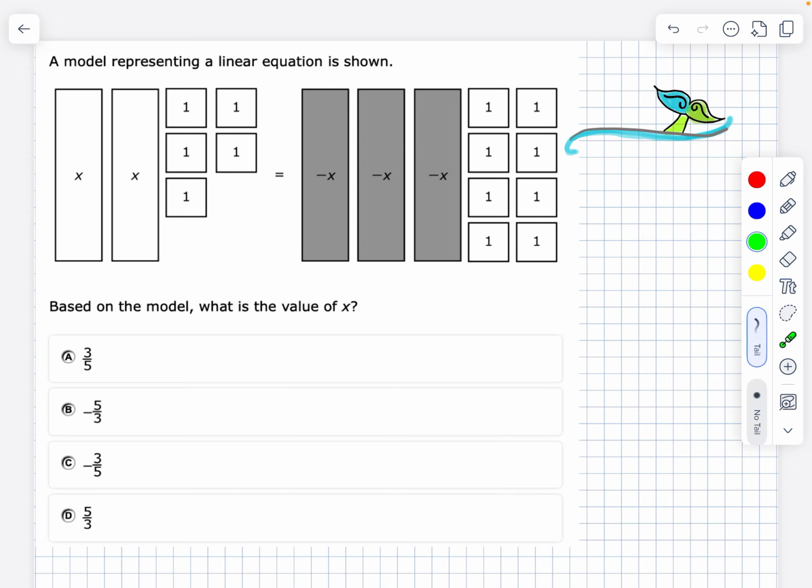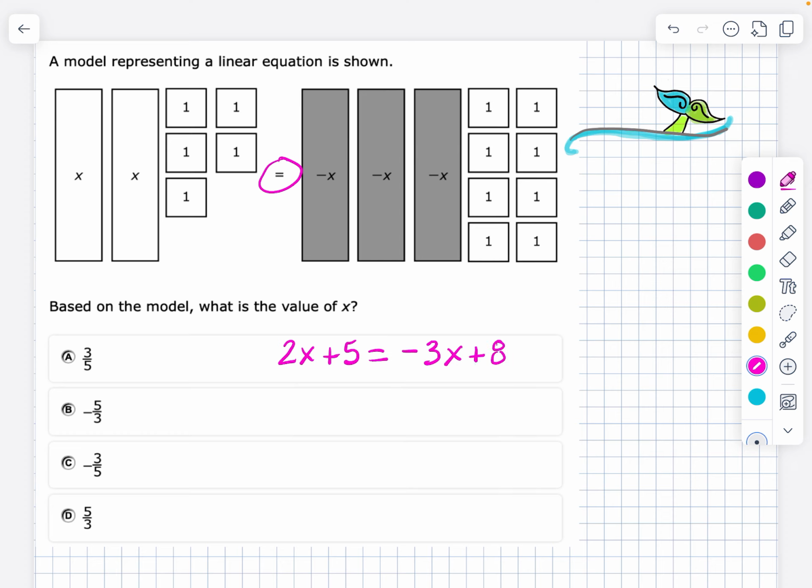I've got 2x's here plus 5 ones. So I'm going to write that down, 2x plus 5. And then I've got this equal sign right here. So there's equals. And then I've got negative x in these, and there's 3 of them. So I'm going to call those negative 3x. And then plus I've got 8 ones over here. So we'll add plus 8.